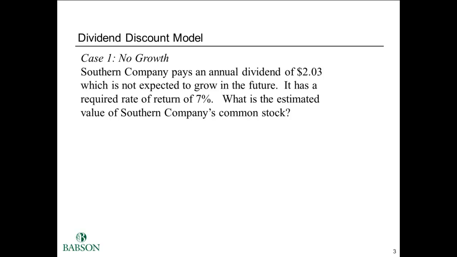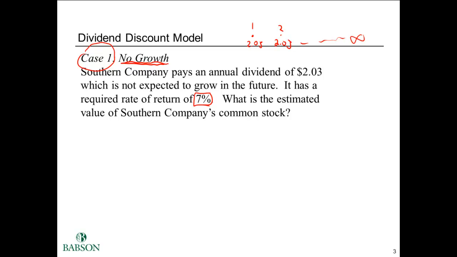Let's take the utility or energy company, Southern Company. They pay an annual dividend of $2.03. By the way, we're going to go over 3 different examples. Case 1 is when the dividend is not expected to grow at any point in time in the future. So in this case, if you draw a timeline, the dividend in year 1 is $2.03, year 2, $2.03, and so on forever. Investors that buy stock in Southern Company expect a rate of return of 7% per year. That's just an assumption. We'll take a look at that later on.